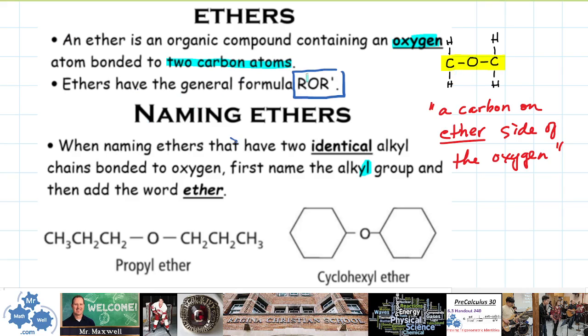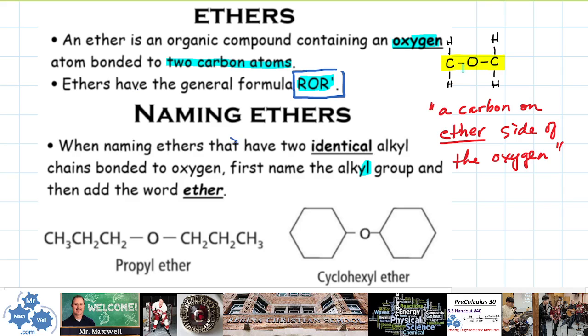Ethers have the general formula of ROR prime. Remember, R is a carbon chain or ring. R and R prime could be the same, but they could be different as well. A lot of times they're different. So you could have an ethyl on this side and a methyl on the other side or whatever. On the right here, I've highlighted what makes an ether an ether.